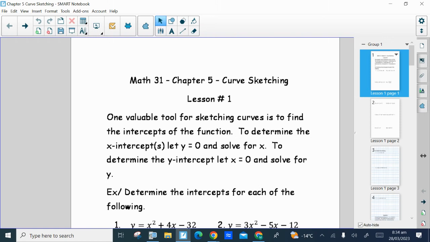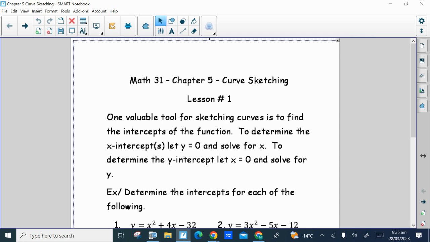So we've mentioned that a lot of the stuff that we learned in the last chapter is going to be used for this next chapter, which is curve sketching. And so after this chapter, we'll have an exam that will encompass what we learned in chapter 4, extreme values, and this chapter, which is sketching curves.